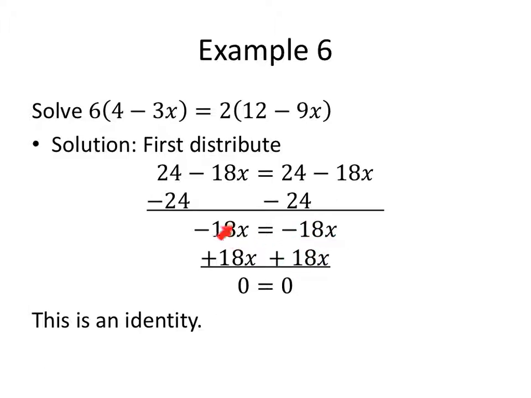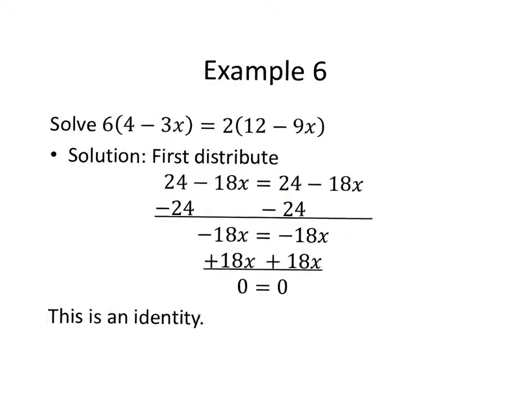When I add 18x to both sides, I get 0 equals 0. This is what's called an identity. Any x that you choose will always work in this equation. So the solution set consists of all real numbers. The equation's always true. And I forgot to mention in the last slide, but here I see that I have 24 on each side. I have a negative 18x on each side. The left side looks exactly like the right side.